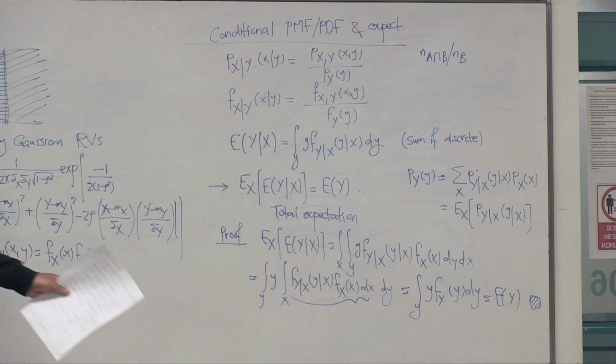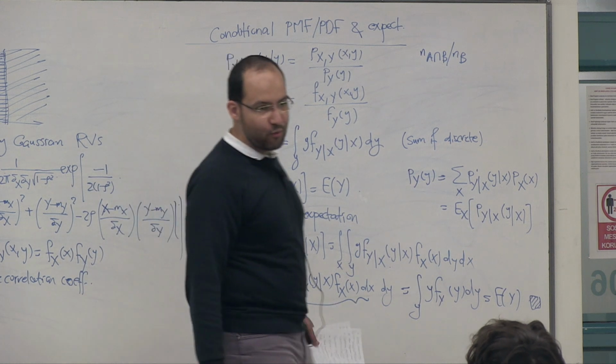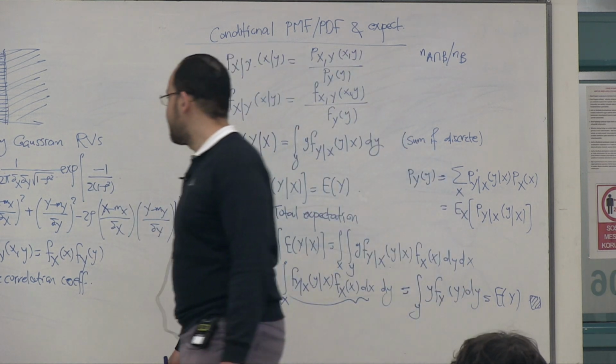Remember that we have seen this total expectation just on Tuesday, right? In the problem of successive coin tosses. It was solved by the total expectation theorem, right? Okay.